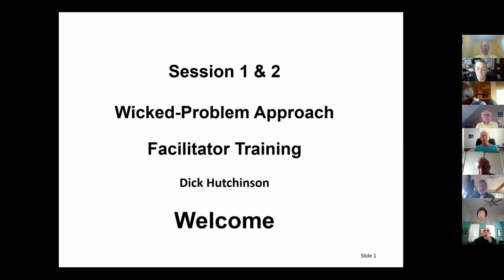Our first session here, we're actually combining, it's normally 6 sessions, but because we had this Wicked Problem Approach orientation, and that took a lot of the slides out of session 1, we're going to combine the 2 sessions today, and then next time we'll go right into session 3.